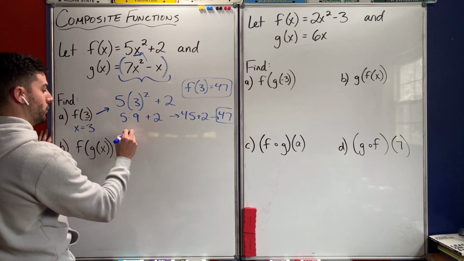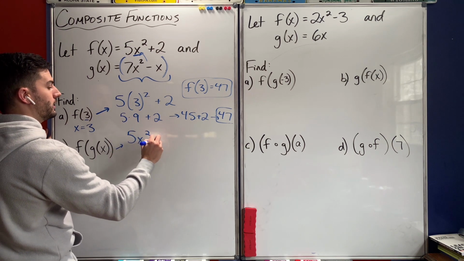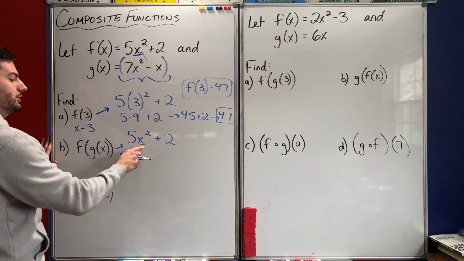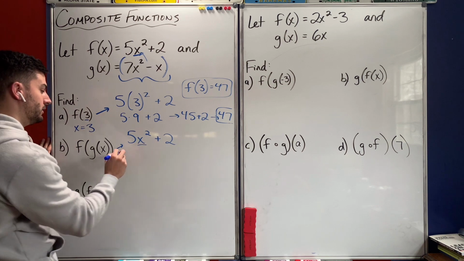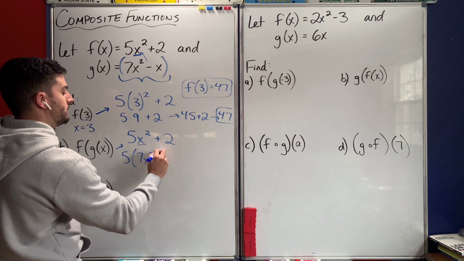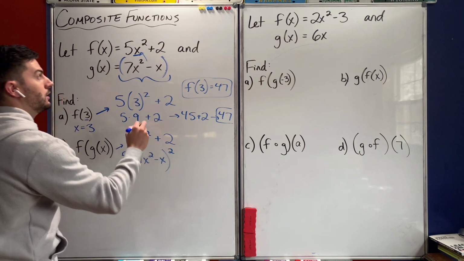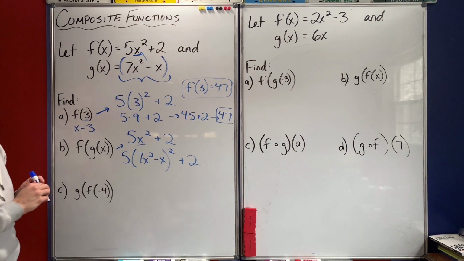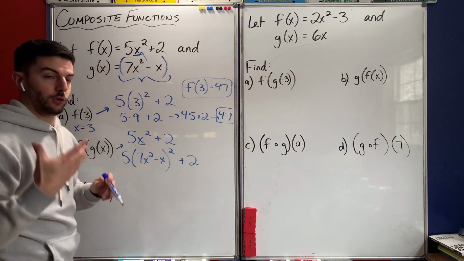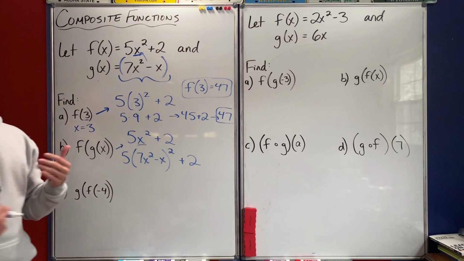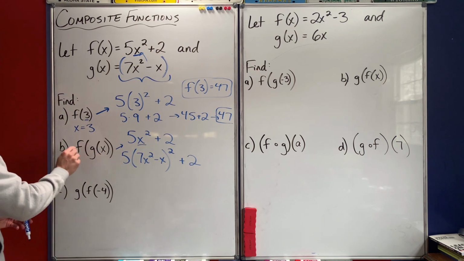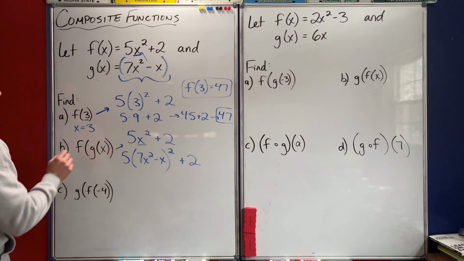Pretty weird, but here's how it looks initially. I have my standard f equation, 5x squared plus 2. This x is going to be replaced with this whole group right here. So instead, it's going to be 5 times 7x squared minus x squared plus 2. You see what I did there? I replaced the letter x with the g of x group, that whole group. It can be weird to get started with these, but that's what this is saying. Take the composite function of f of g of x. Take this whole group, plug it into f.